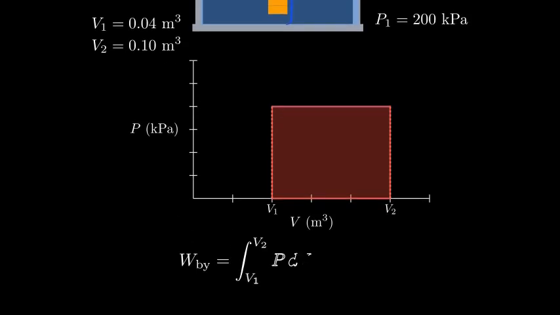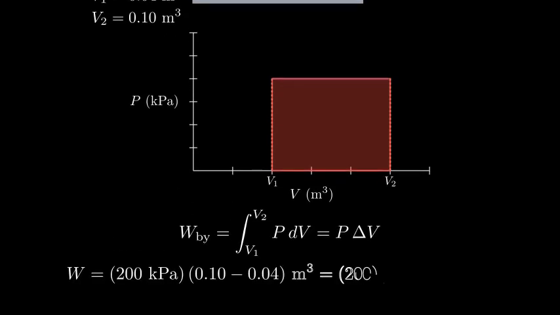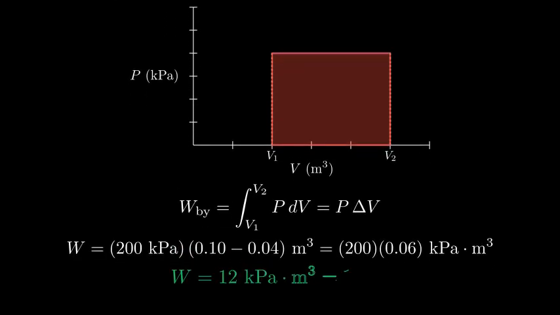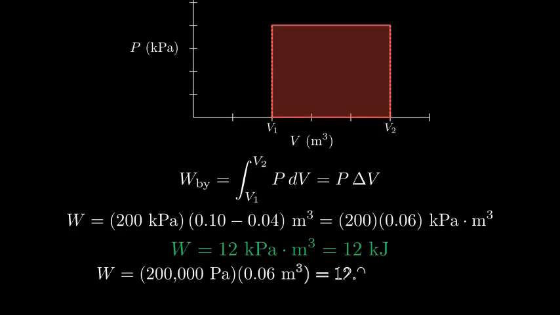For constant pressure, work done by the gas equals P times delta V. Here P is 200 kilopascals and delta V is 0.06 cubic meters. So W equals 200 kilopascals times 0.06, giving 12 kilojoules.